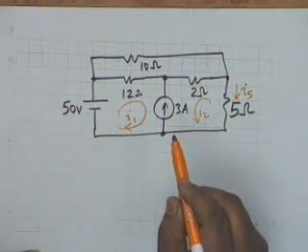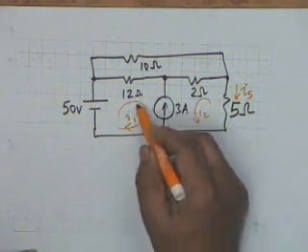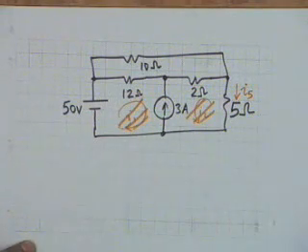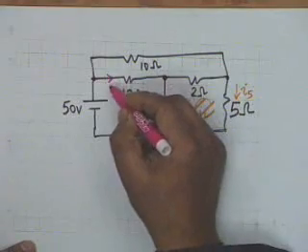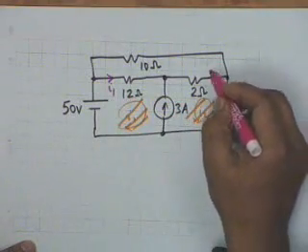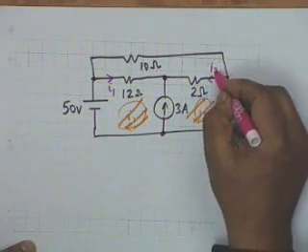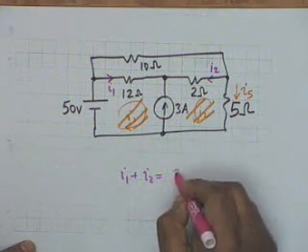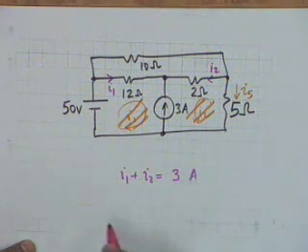do not formulate loops. What you do is you formulate branch currents. Then you will see how simple the problem becomes. Let's say this is I1 and let's say this is I2. Then you know that I1 plus I2 must be equal to 3 amperes. Isn't that right?